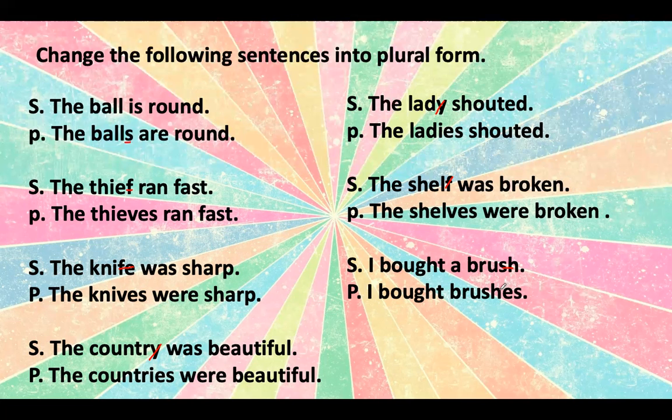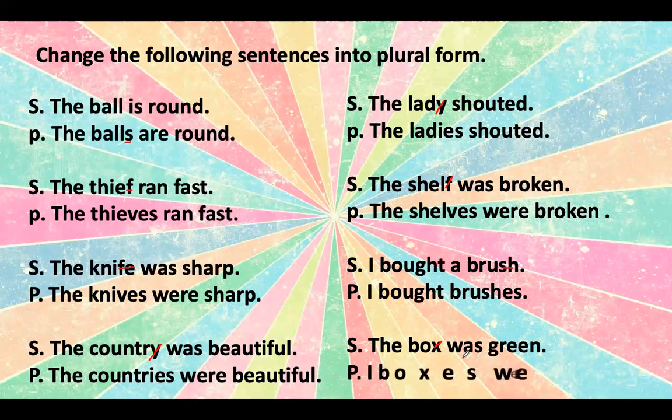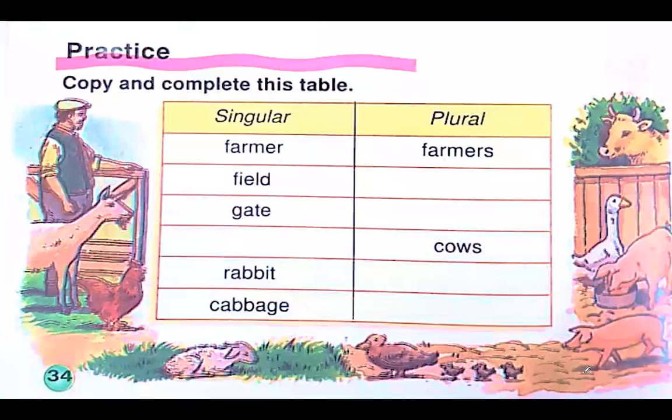I bought brushes. Okay. The box was green. Now again here X will be changed into EX plus ES. Okay, the boxes was will be changed into were. The boxes were green. Okay, here is the word the. Okay, it's mistakenly written I. The boxes were green. Okay, now moving to our practice exercise that is on page number 34.